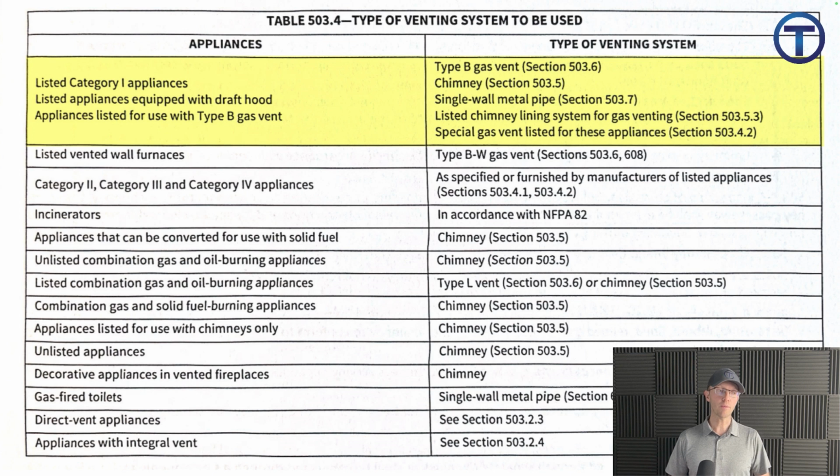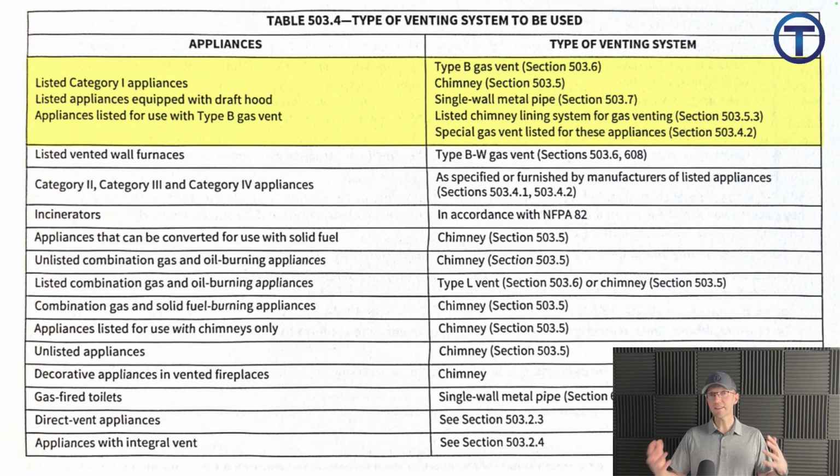The top row below appliances, it says listed category 1 appliances. That would be all of your draft vent water heaters and furnaces, but they're about done, right? Most furnaces now are high efficiency and they don't fall into category 1 anymore.